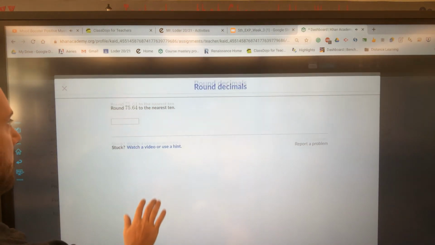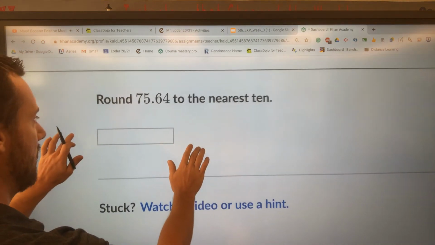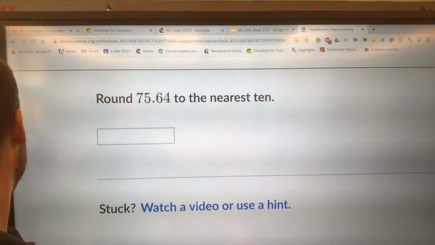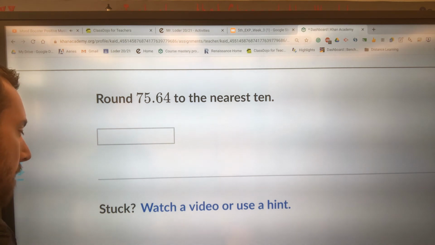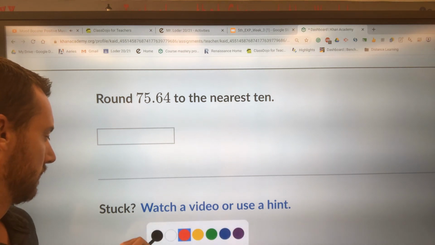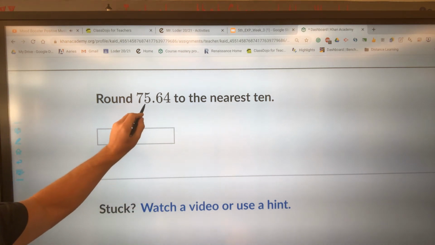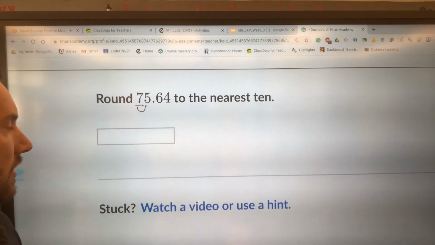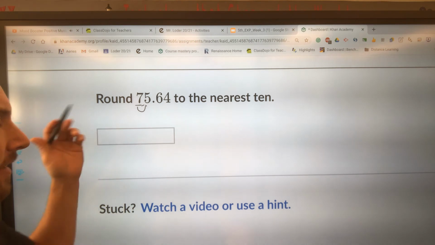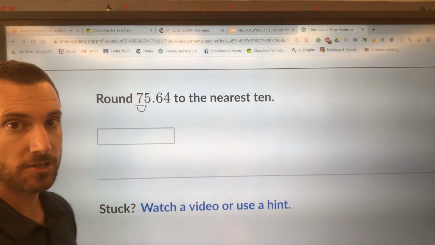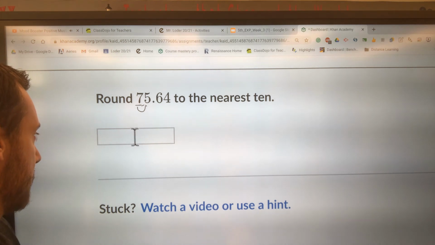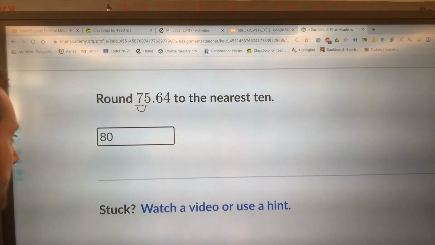Okay, let's do two more. Nearest tens. So we find the tens. This is the ones, this is the tens. We look next door. 5 or more, let it soar. 4 or less, let it rest. 5 is 5 or more, so we are going to let it soar. 7 becomes an 8, and everything else gets dropped off. Our answer is 80.